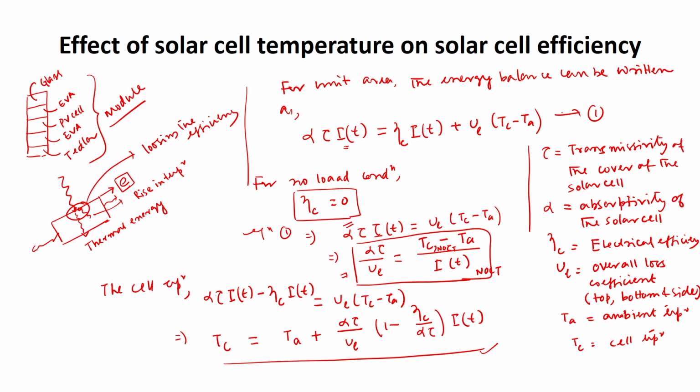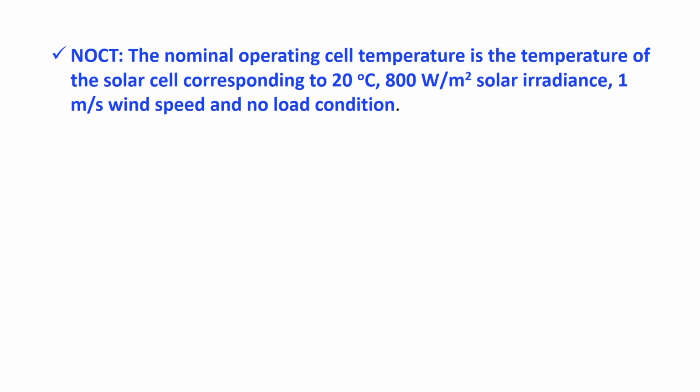So, we can also find out the electrical efficiency, which is a function of temperature. So, let us write this expression as well. This NOCT, as already defined, is the nominal operating cell temperature, which is nothing but the temperature of the solar cell corresponding to 20 degrees C, 800 watt per meter square solar irradiance and 1 meter per second wind speed, and at no load condition. Okay, that is how we can define T c at NOCT, right.